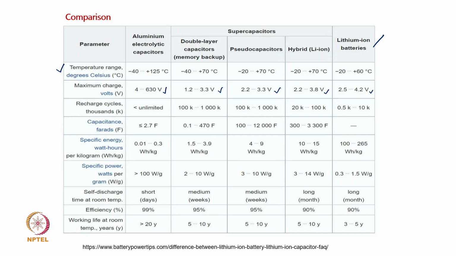So, when we talk about a lithium ion battery and we see the voltage operation range increased from 2 to 4 volt, it is a remarkable achievement that we will see later. Now, if we consider the recharge cycle, okay, and 1000 is considered as K, then definitely for the electrolytic capacitor it is unlimited, and then the EDLC, pseudo capacitors and hybrid are in the 1000 and 100 K range, whereas for lithium ion battery it is slightly less.